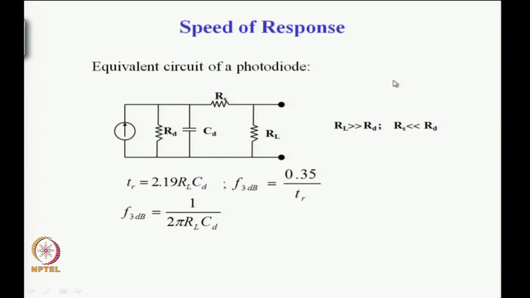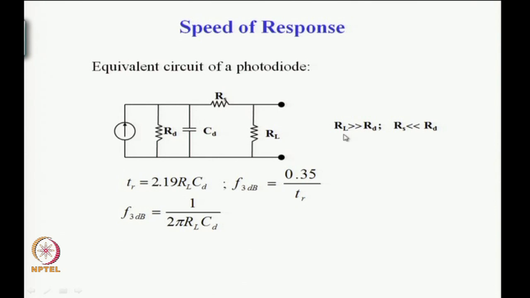A small topic of importance is also the speed of response of pin photodiodes, and the equivalent circuit of a typical photodiode is shown in this diagram. This is a current source with a resistance across it, the reverse diode resistance, which is a very large resistance, and a junction capacitance, the diode capacitance CD or Cj, and a series resistance and the load resistance. This makes the equivalent circuit of a photodetector.